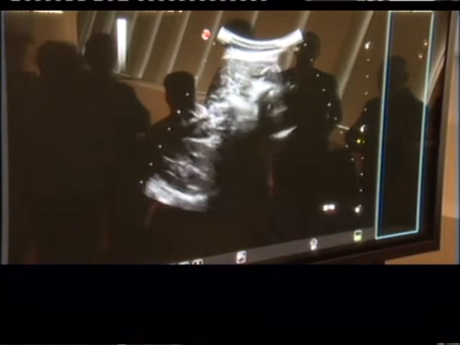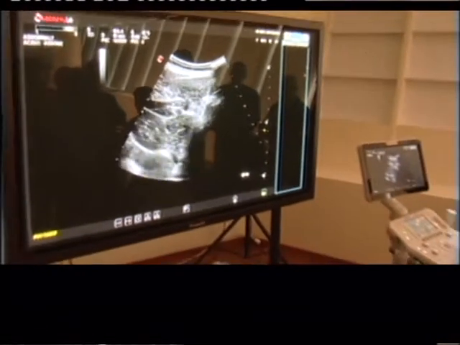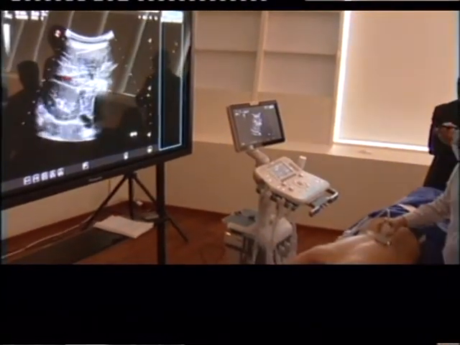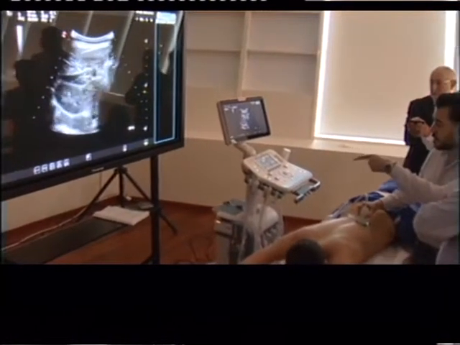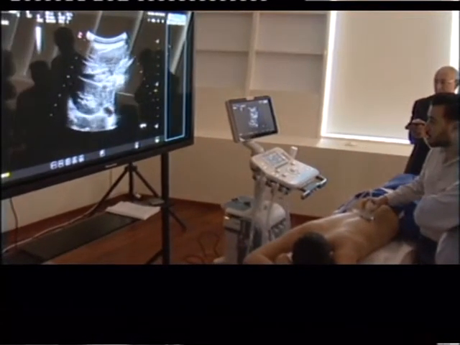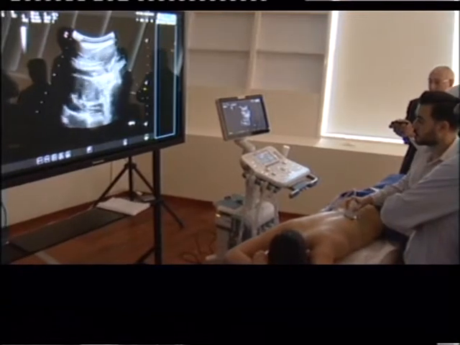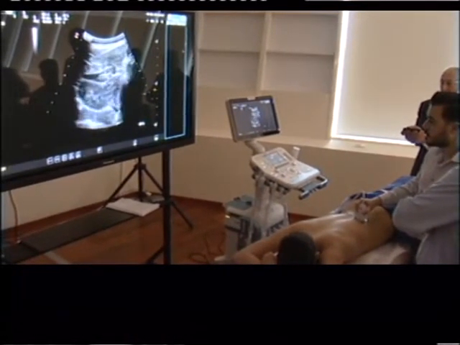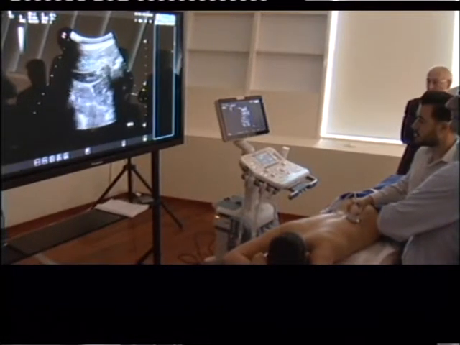So go. Easy. And now you're gonna go. Now stop. Okay. So kidney, quadratus lumborum, psoas. So lumbar plexus. That's a kidney. That's a vein, a renal vein. So now go down, go caudal, down.